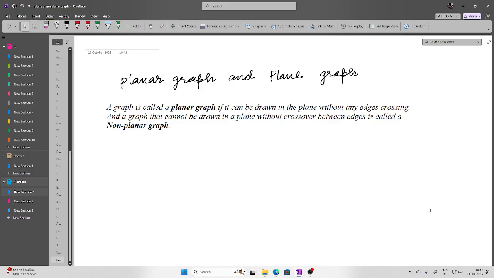So today I will be telling you about plane graphs or planar graphs. So what are planar graphs? Planar graphs are those graphs which can be drawn in a plane without any edge crossover.